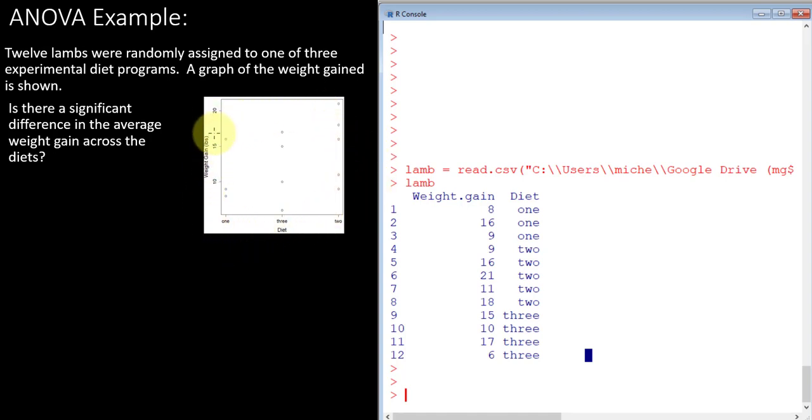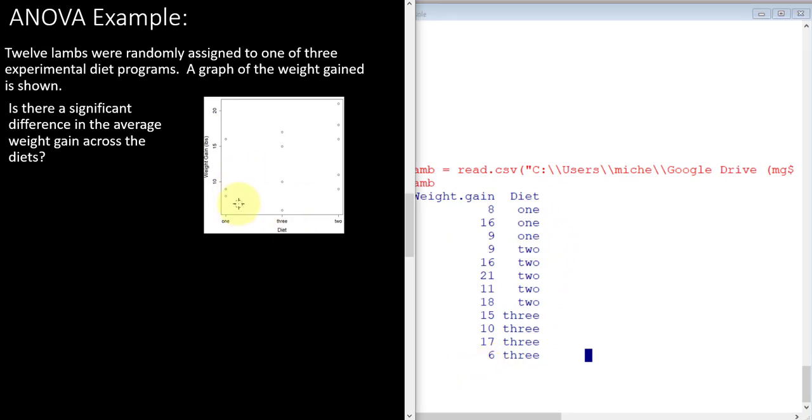So we've got the weight gain graphed across the 3 diets, 1, 2, and 3. R alphabetized them because of the way the data was organized. That's okay. I would like you to notice some of the variability in this set of observations. For one, how spread out is sample number 1? How spread out is sample number 2? And how spread out is sample number 3?